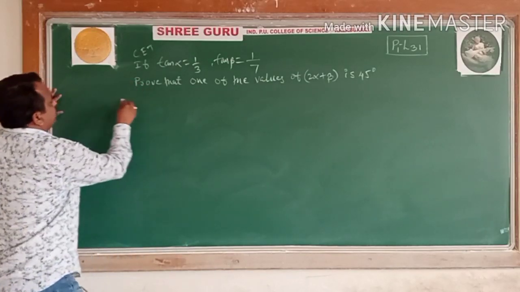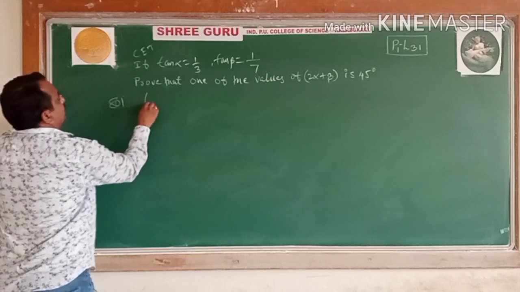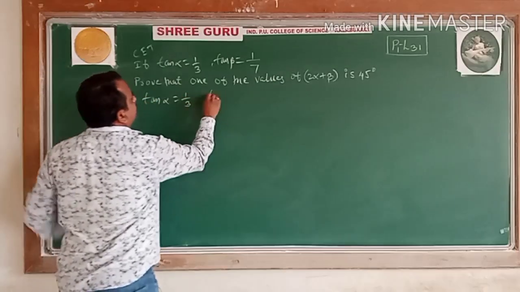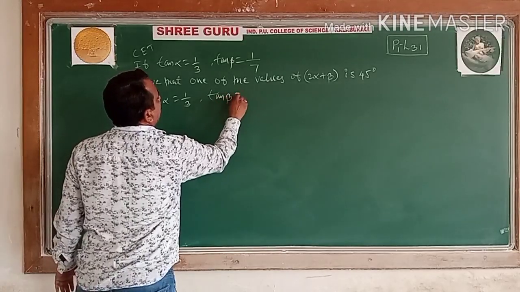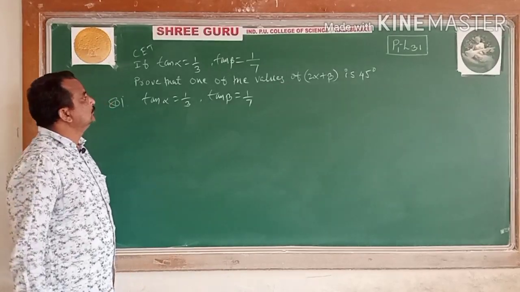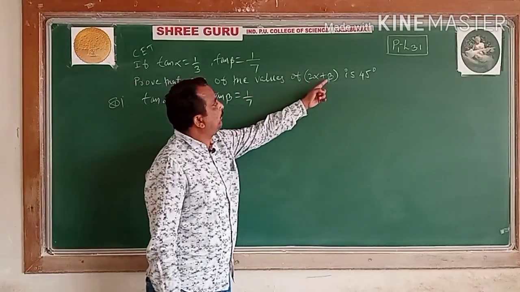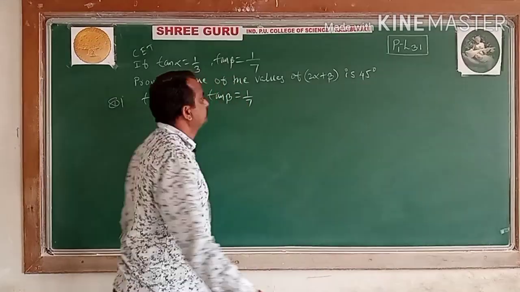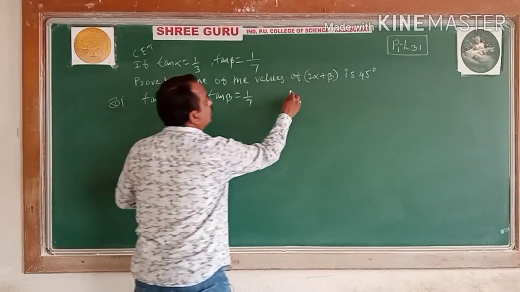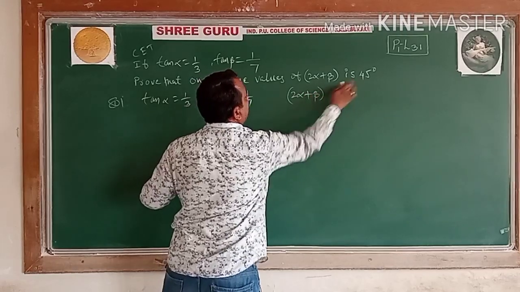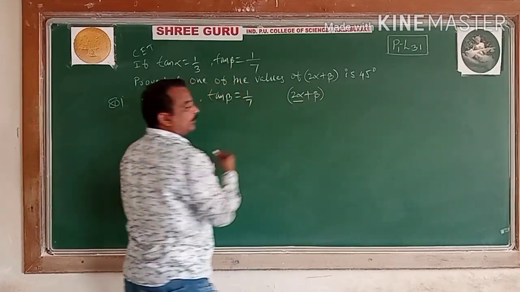Let us see, students. What is given? Tan alpha is given as 1 by 3. Tan beta is given as 1 by 7. You have to prove that one of the values of 2 alpha plus beta is 45 degree. So first you have to calculate 2 alpha.